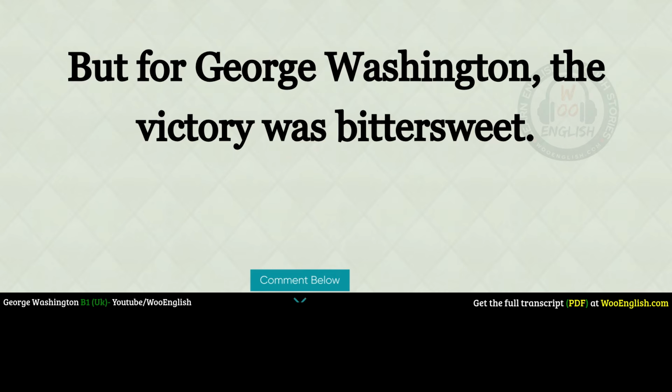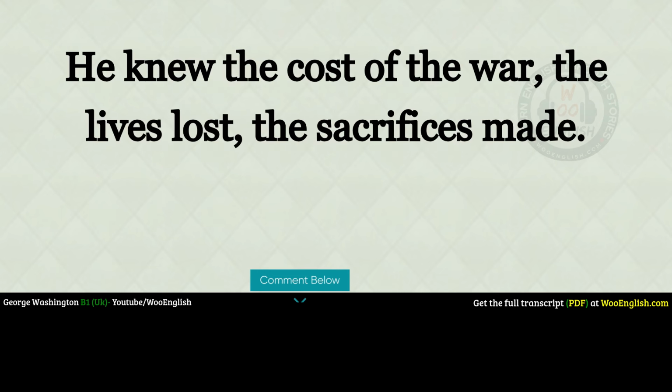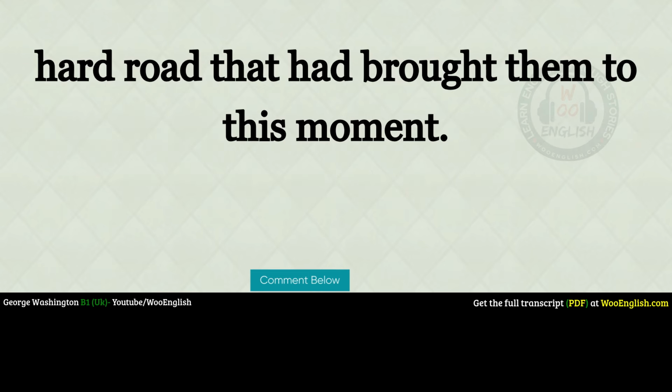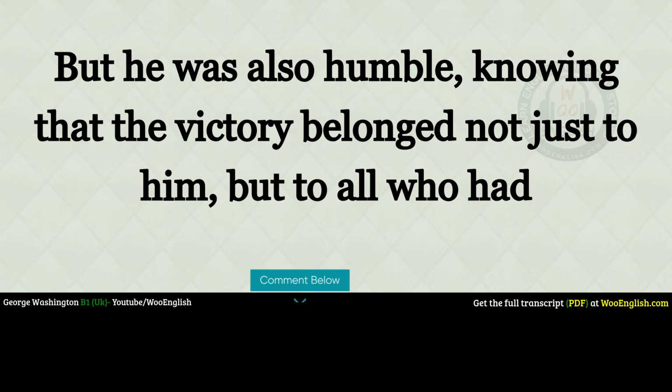But for George Washington, the victory was bittersweet. He knew the cost of the war, the lives lost, the sacrifices made. He thought of the soldiers who had fought and died, of the families who had suffered, of the long, hard road that had brought them to this moment. He was proud, yes, but he was also humble, knowing that the victory belonged not just to him, but to all who had fought for the cause of freedom.